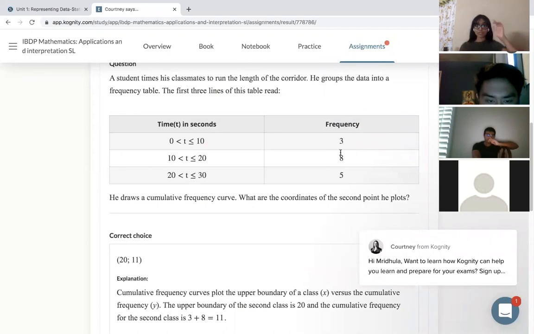So the number you get from adding 3 and 8 would be 11. So that would be in the x-axis. No, my bad, that would be in the y-axis. When you're trying to find the x-axis, you have to take the upper boundary, which is this number right here. What I did was 10 plus 20, divided by 2, and I got 15, which is something from the first unit test we took, which I think is what you do when you do histograms. So that was my mistake.